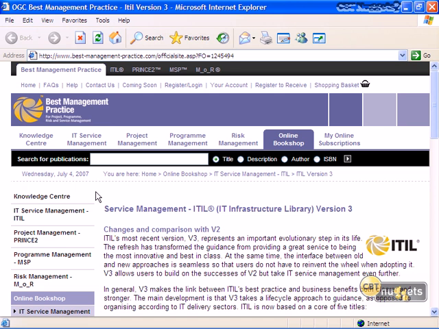And this is best-management-practice.com. This is the official umbrella website that's going to give you information on the Office of Government Commerce OGC compliance standards. Not just ITIL, but as you can see also PRINCE2 for project management, MSP, and M_o_R for risk management. You should also be able to find a free PDF version of that ITIL version 3 glossary that I just showed you here.